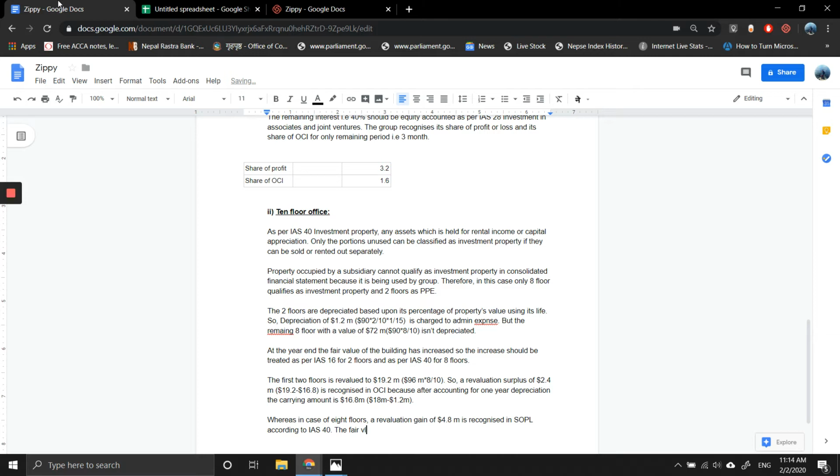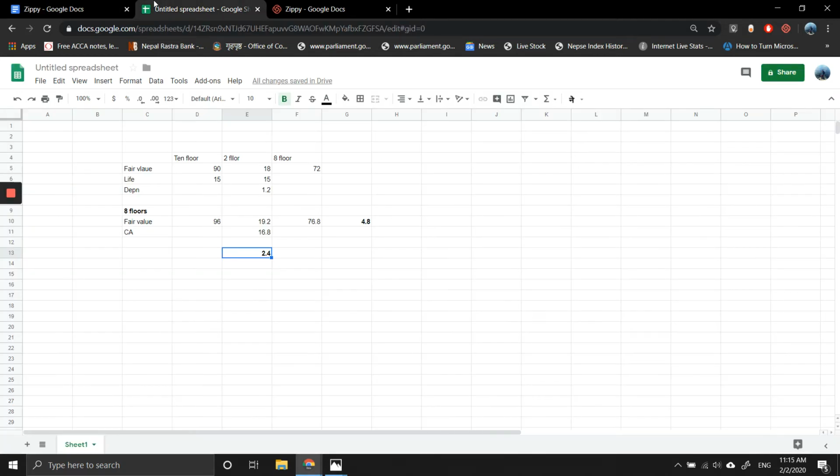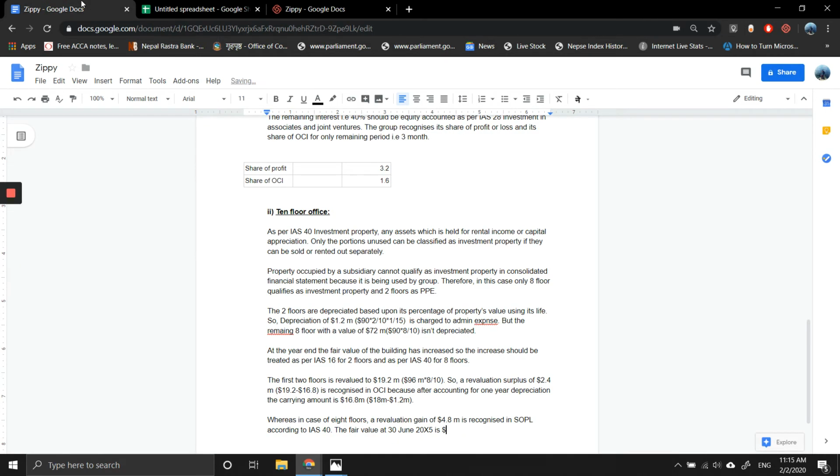The fair value at 30 June X5 is 76.8 million, which is basically 96 million into 8 divided by 10.